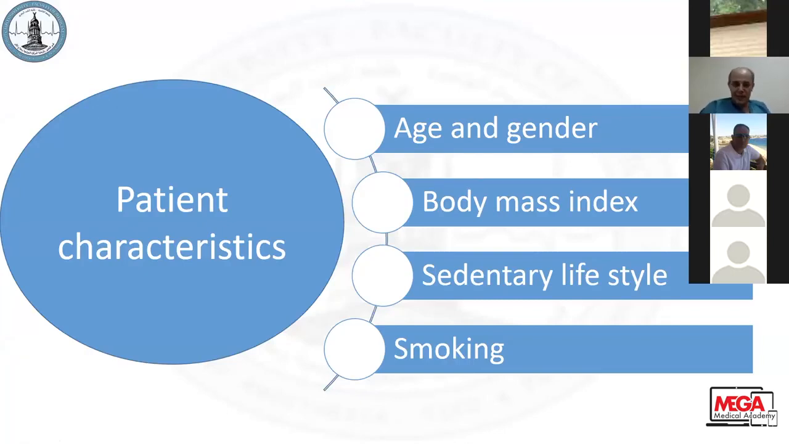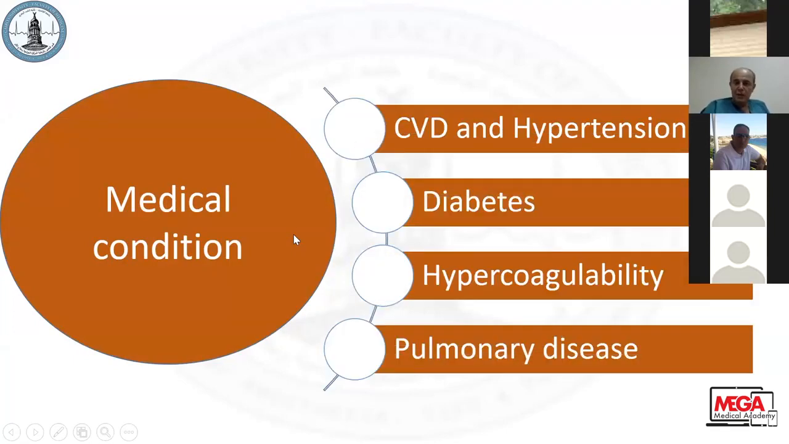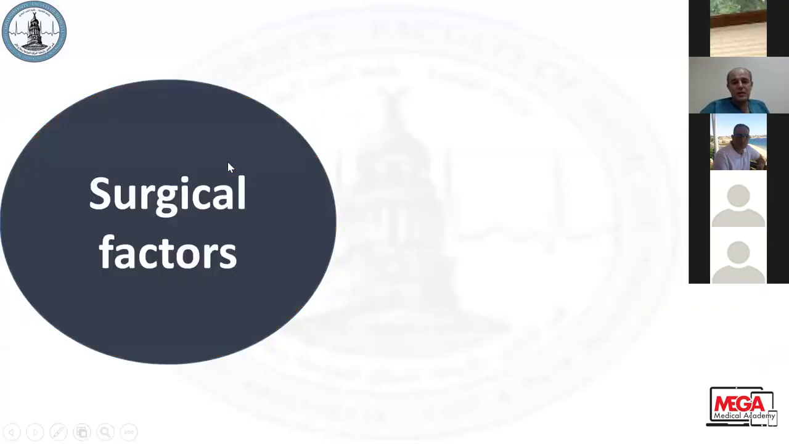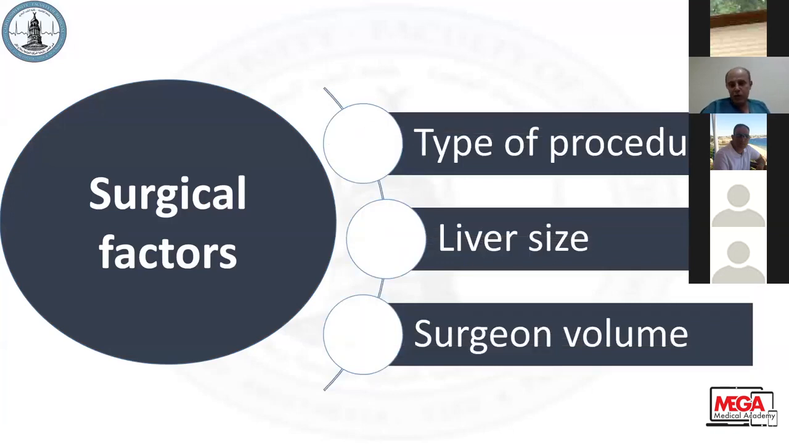Also, the body mass index is one of the factors. Sedentary lifestyle of most of the obese patients, and the higher prevalence of smoking in such patients. The medical conditions, including cardiovascular disease and hypertension, diabetes, hypercoagulability, and pulmonary disease, as well as the surgical factors that include the type of the procedure, whether malabsorptive procedure or restrictive procedure or the mixed type, the liver size also add in the difficulty of the surgical procedure.